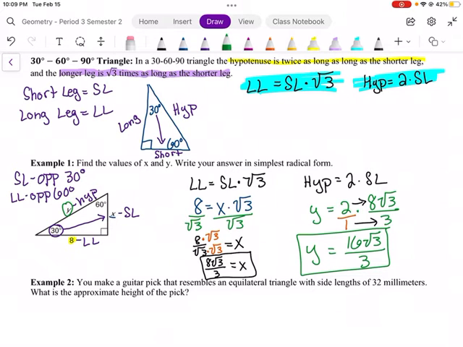So it's very similar to the 45, 45, 90, where we have a formula, we set up the information we know, and then solve for our variables.